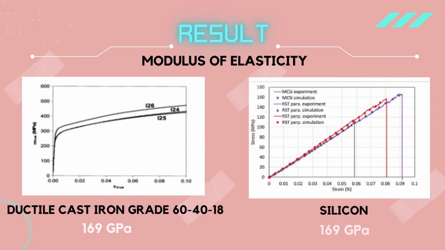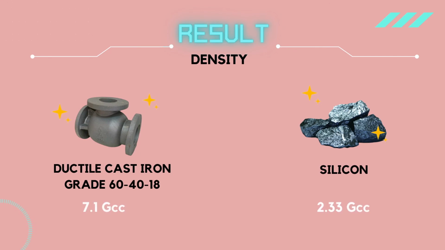As a result, from the tensile test, the modulus of elasticity for the ductile cast iron is 169 GPa, while for the silicon is 169 GPa. As for the density, the ductile cast iron is 7.1 g/cc, while silicon is 2.33 g/cc.